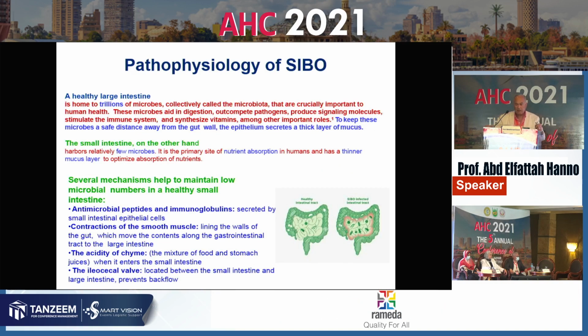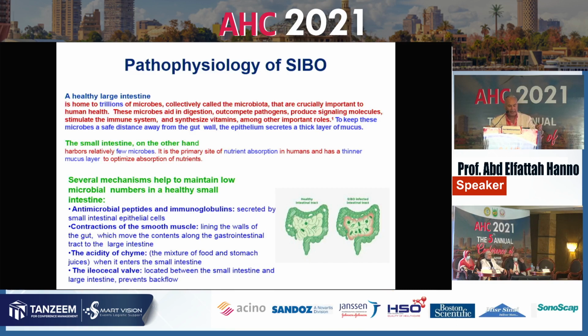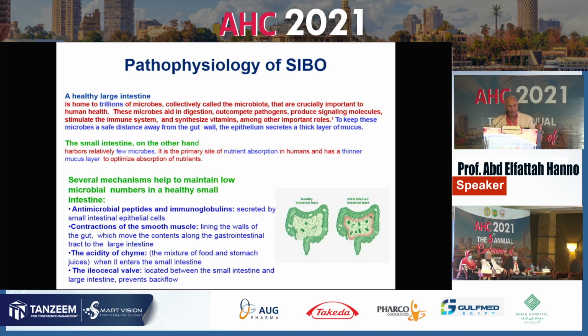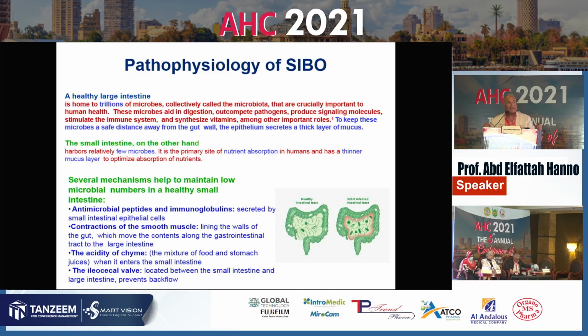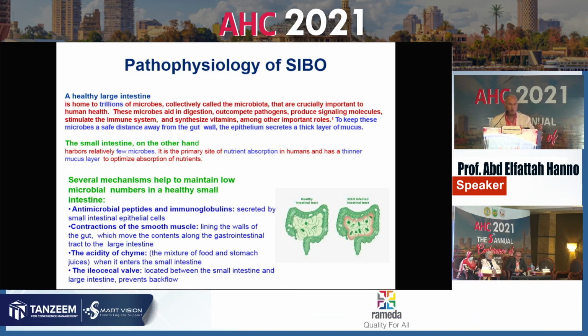We have several mechanisms that affect patients suffering from SIBO. Number one, several mechanisms help us to maintain low microbial numbers in a healthy small intestine. We have protective mechanisms in our small intestine which help us to get rid of these bacteria. Number one is the antimicrobial peptides, particularly immunoglobulins, which are secreted by the small intestinal epithelial cells. Number two, the continuous contraction of the small intestine helps us to clear the small intestine of microbes. Number three is the acidity of the chyme coming from the stomach. And finally, the ileocecal valve, which prevents backflow, and so keeps the small intestine nearly clear of these bacteria.